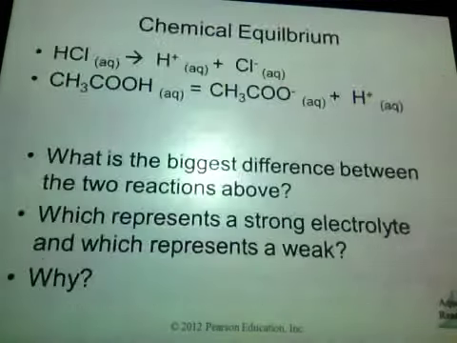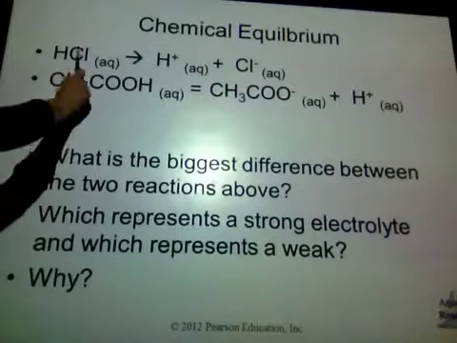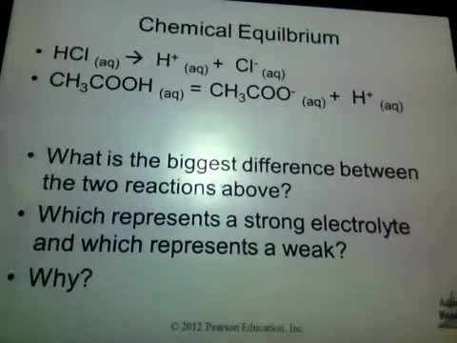Okay, let's move on. When we write chemical equations for a strong electrolyte versus a weak electrolyte, if I look at these two equations, what is the biggest difference between the two reactions above? I want you to think about this in terms of strong electrolyte versus weak electrolyte.